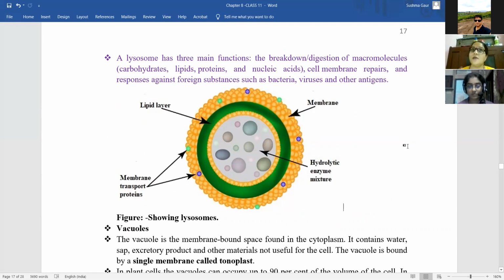What will happen if some virus or bacteria enter our body? Then these lysosomes can recognize them, and they will engulf them or they will destroy them by the hydrolytic enzymes that are present inside them.